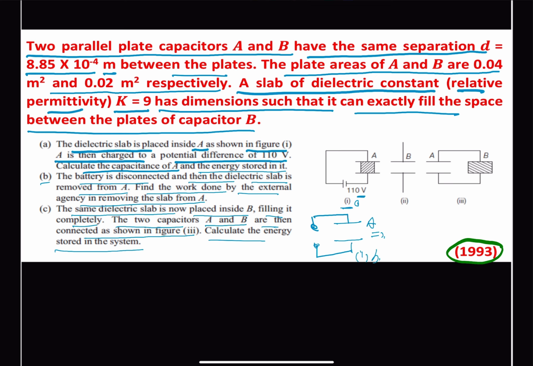So the two major differences: first, there is no supply, and the dielectric is also removed from the capacitor A. So this is our first. Okay.